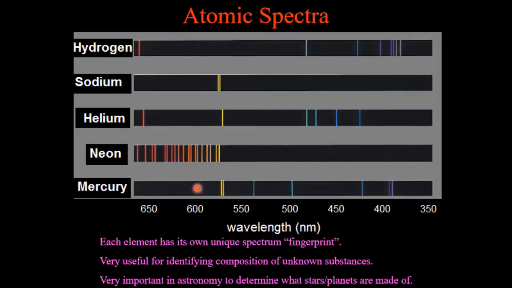So the point here is that every element has its own unique spectrum, just like a fingerprint. So no two elements have the same atomic spectrum. This makes it extremely useful for identifying the composition of unknown substances.